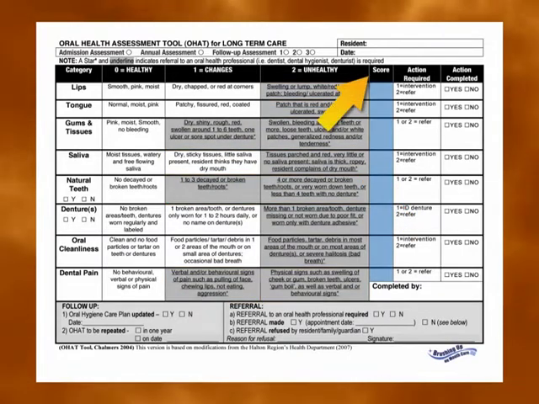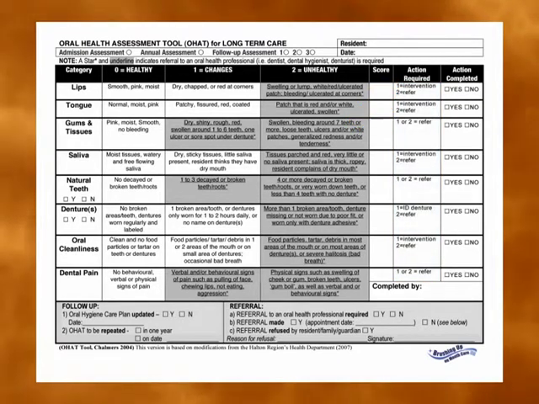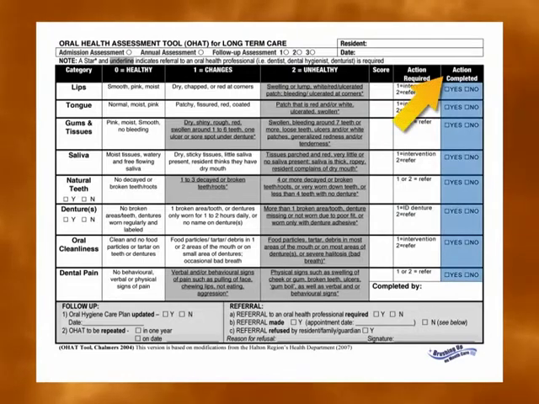The score column provides space to add up the score from the assessment columns. The action required column provides space to indicate if referral and/or intervention is required based on the score. The action completed column provides space to indicate if the referral or intervention has been completed.